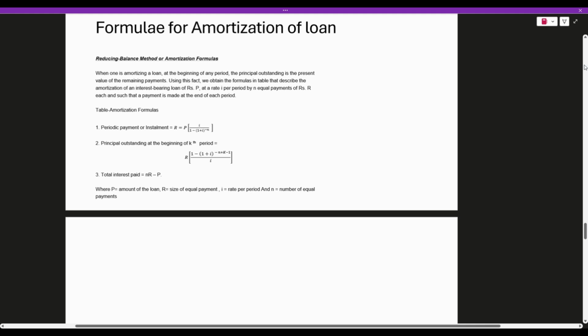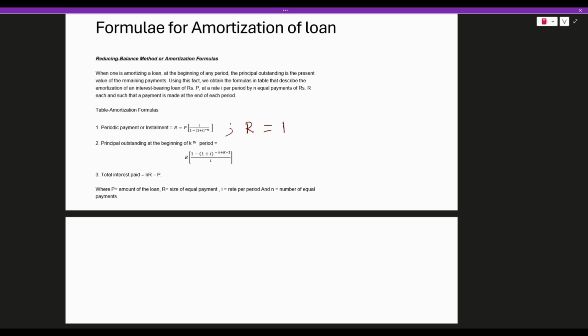Sometimes the formula will be written in this form. Don't be confused. We can write R equal to P into 1 plus I to the power minus n. You multiply both numerator and denominator by 1 plus I to the power n, so this is going to be 1 plus I to the power n minus 1. Okay? So you can remember this.